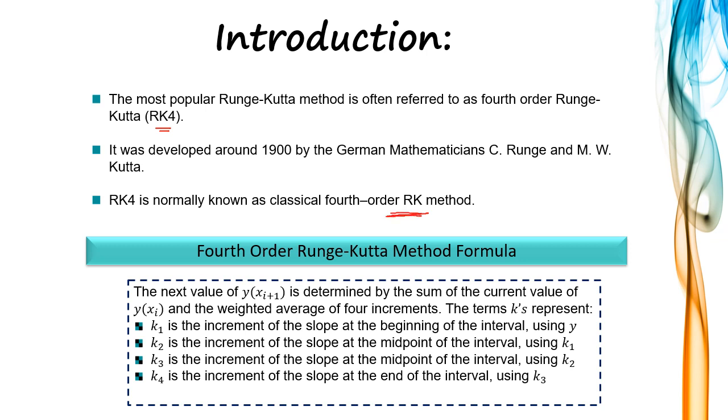For the formula for RK4, the next value y_{i+1} is determined by the sum of the current value y_i and the weighted average of 4 increments. The terms k represent: k1, the increment of the slope at the beginning of the interval using y; k2, the increment of the slope at the midpoint of the interval using k1; k3, the increment of the slope at the midpoint of the interval using k2; and lastly, k4 is the increment of the slope at the end of the interval using k3.